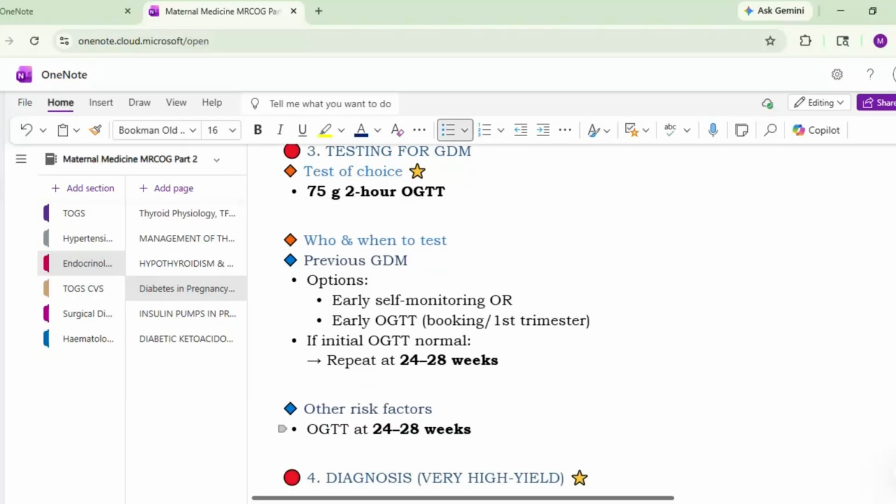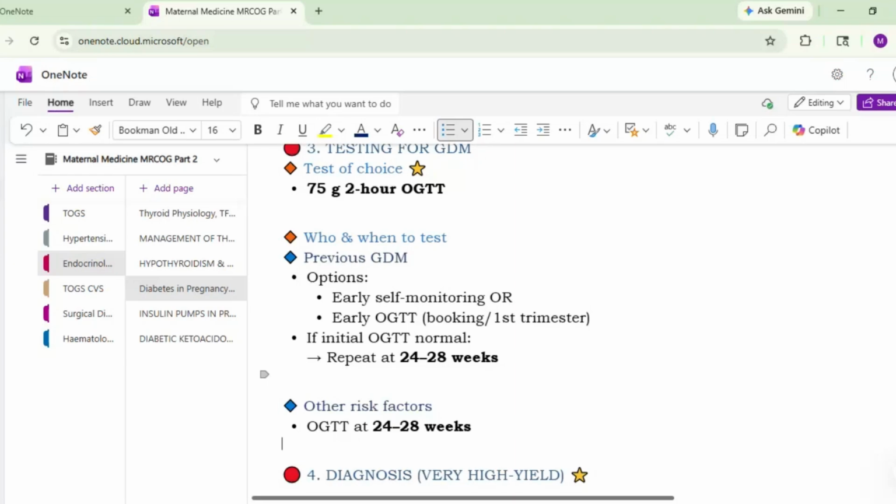Have you understood the significance of the risk factors? These risk factors are important for screening for GDM. Out of those risk factors, previous GDM is the only one where we will do the screening early, at booking or in the first trimester. If it is negative, we will repeat at 24 to 28 weeks of gestation. For the other risk factors, we will do the screening at 24 to 28 weeks. So if you are asked a question, look for which high risk factor is being considered as far as the timing of the OGTT is concerned.